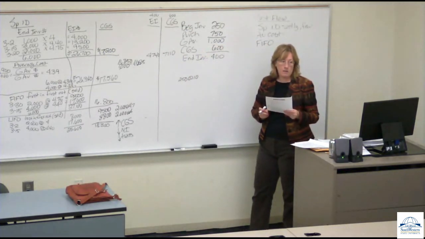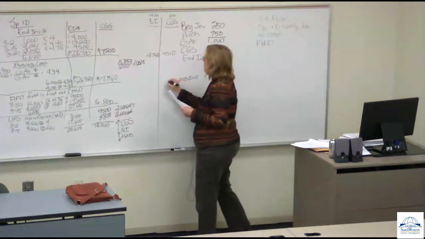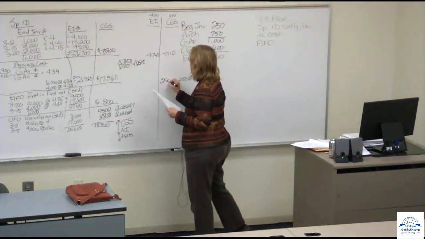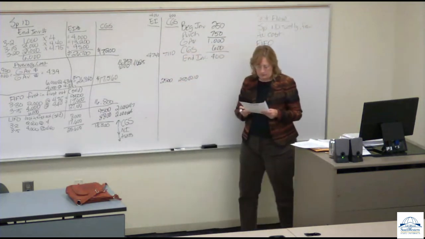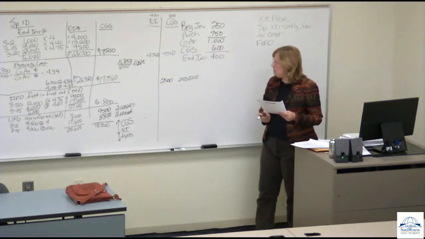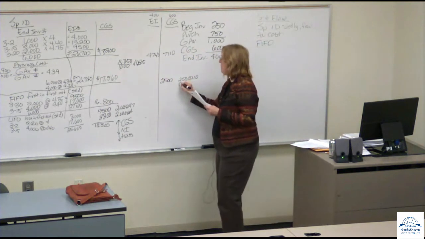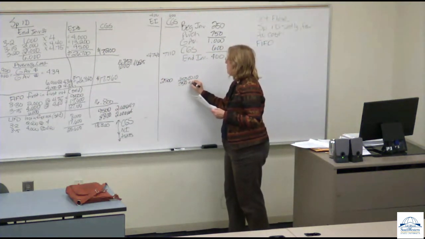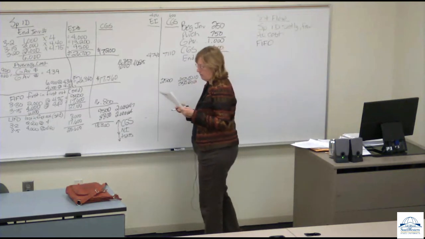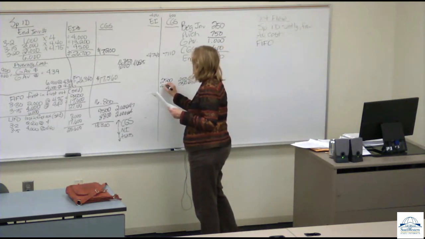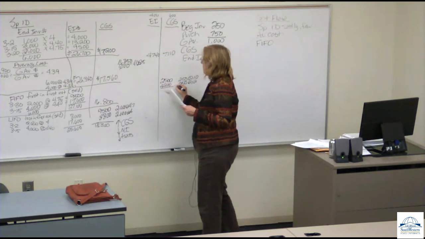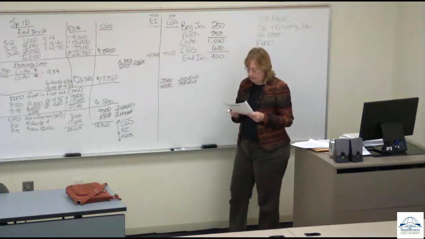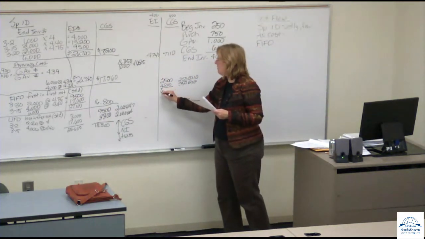Jeremy, are you following me? The very first ones, so we had 250 of those at 10, so that's 2,500, right? And then we had 350 at how much? 12. At 12, so that's a total of 4,200. So total FIFO is 6,700.